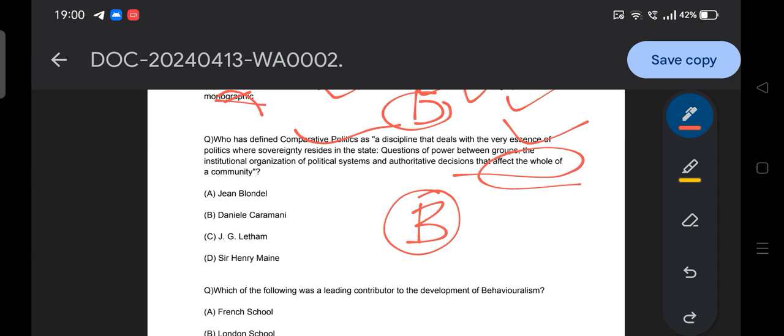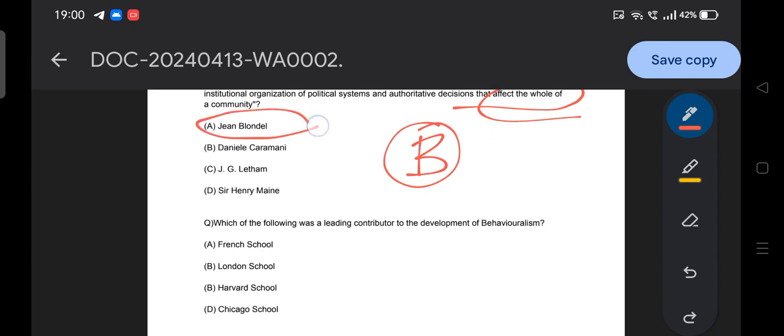So what does the statement say? The statement talks about sovereignty with the state, and it is not with the interest group, and authoritative decisions are taken by political institutions like the state, which include legislative, executive and judiciary. It's not the interest group. So this is how it is described by Daniel Karavani. We will discuss the important things about how Daniel Karavani understood comparative politics and his different books, because he is a legend in the study of comparative politics. So we need to cover Daniel Karavani. We will also discuss the ideas and perspectives of Jean Blondel in the study of comparative politics.